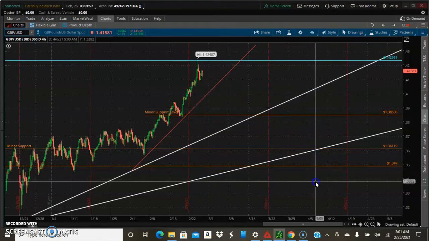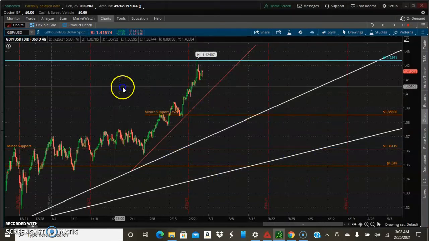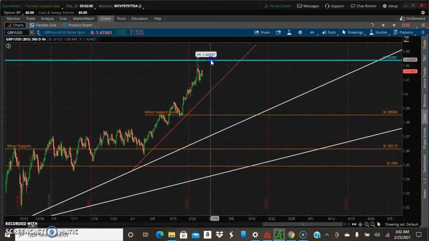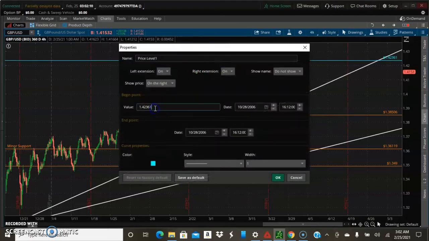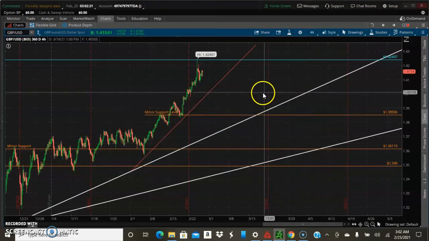Keep that red. It's on the 4-hour chart. Boom. So we know it made a high there at 4204. Let's move that level up to 4247. That's the new high. And there we go.